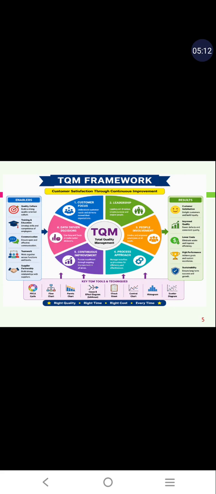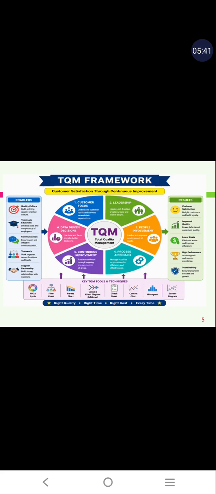And the fifth one is continuous improvement. What do you mean by continuous improvement? Continuous improvement is nothing but year on year, the improvement has to be gradually increased. We should not stop with a particular quality. If there is no continuous improvement, that means there is no quality; quality has come to an end. So always there should be continuous improvement in the process.